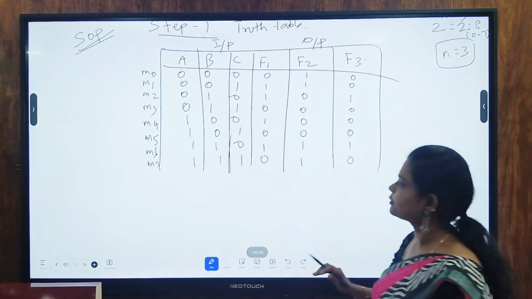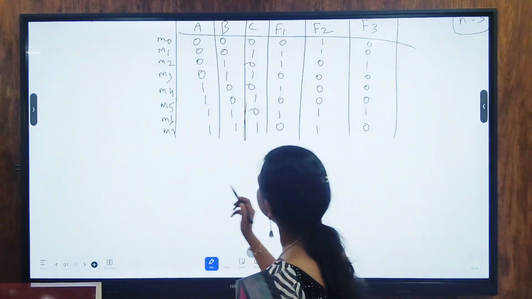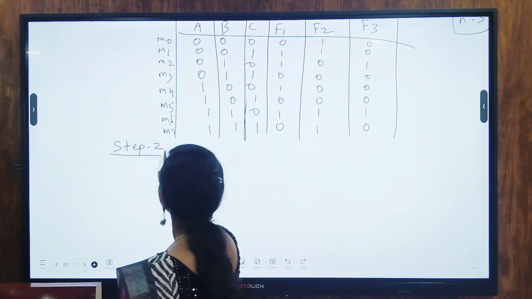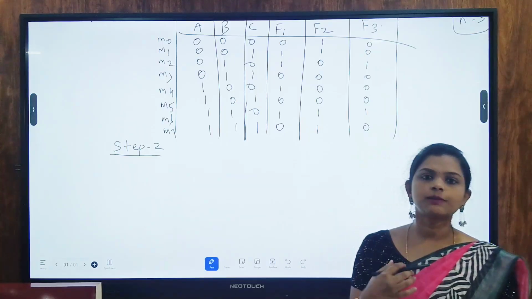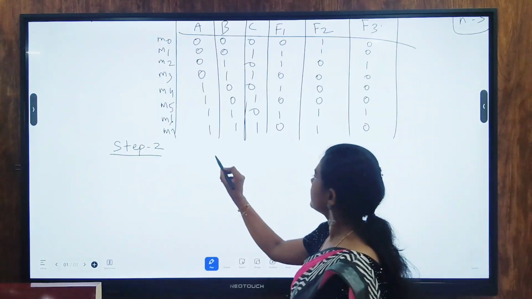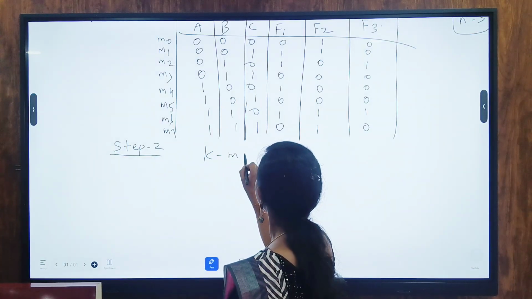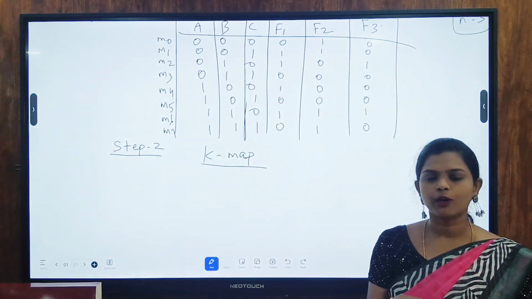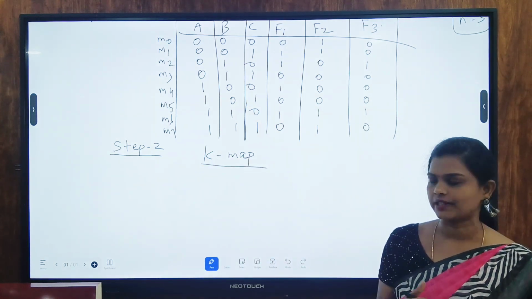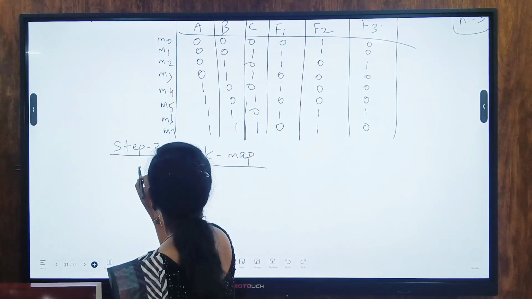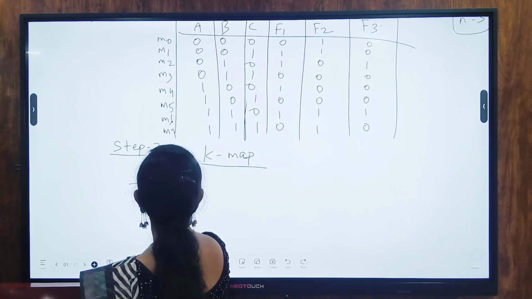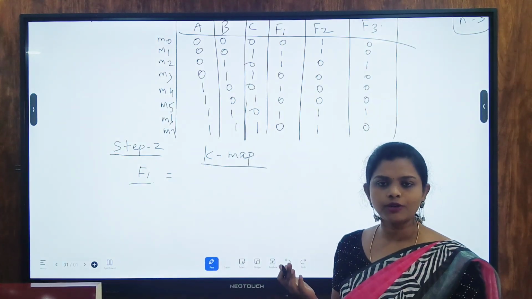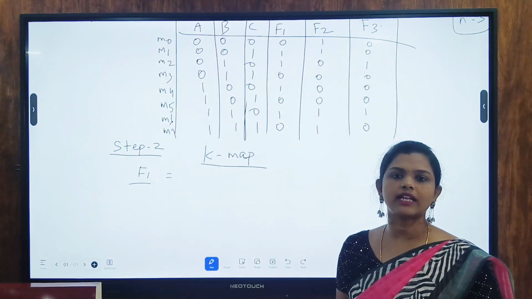Next, step 2: simplification using K-map. We are going to plot the given minterms in the K-map, group them and minimize the expression. So first for F1, I am going to draw the K-map. Since this is a 3 variable input, I am going to draw the basic 3 variable K-map structure.